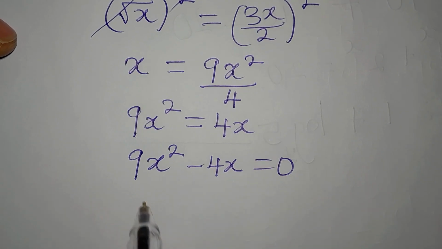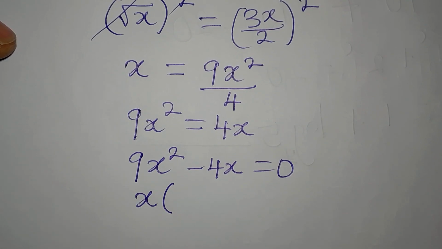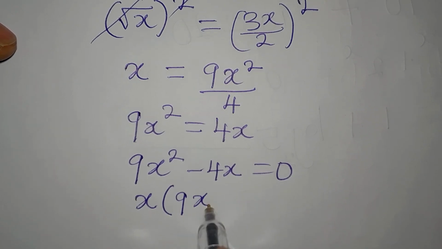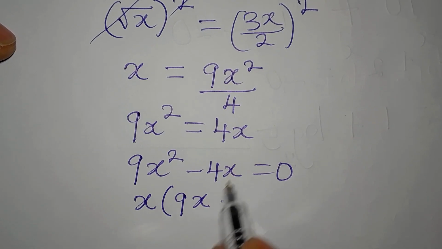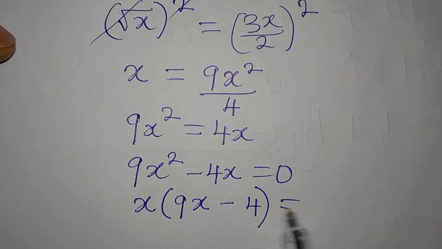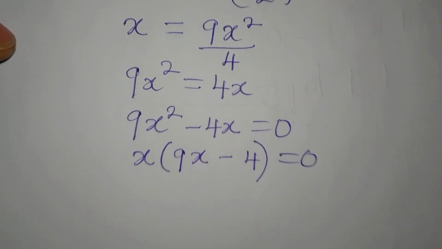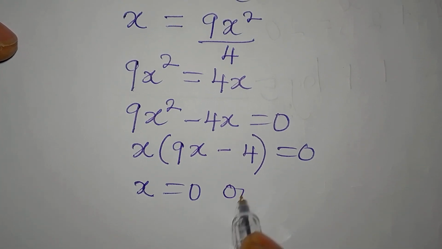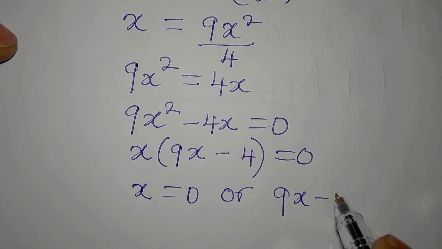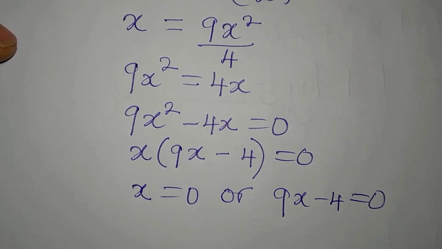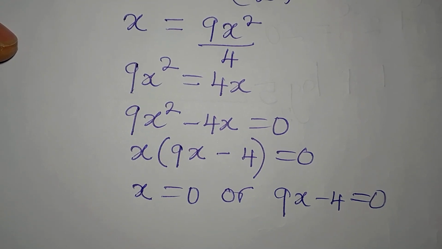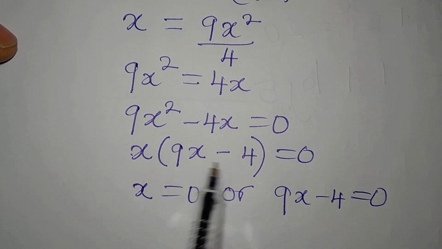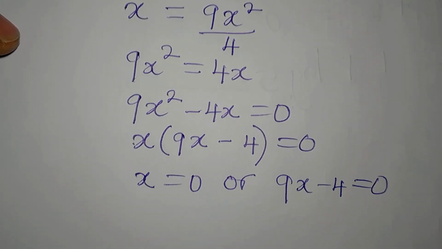Now from here, there's a common factor already, and that is x. So if x comes out of here, 9x remains, minus x out of this is 4. So the whole of this is equal to 0. And from here now, our x is equal to 0, or 9x minus 4 equals 0. Because I have to apply zero product rule since we are multiplying these two terms to get 0.